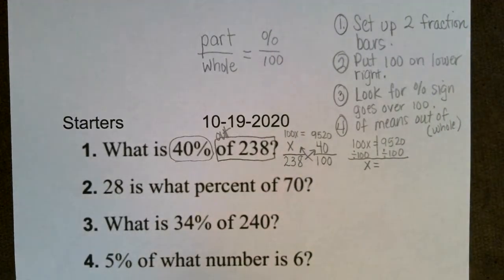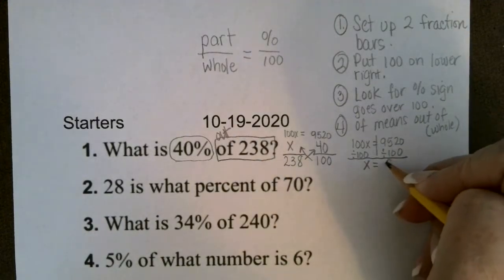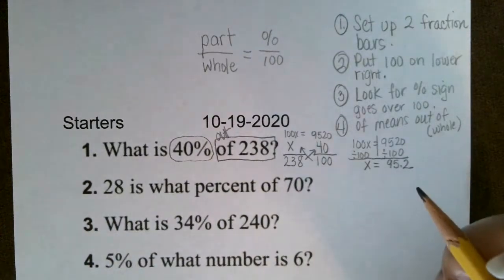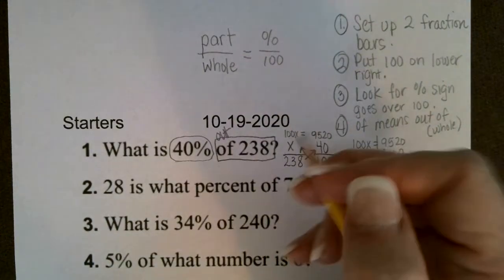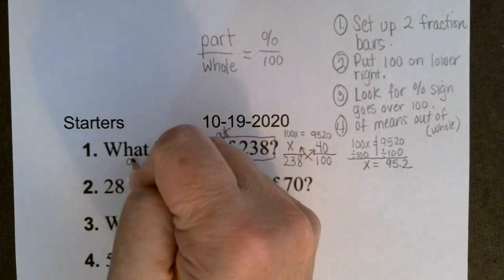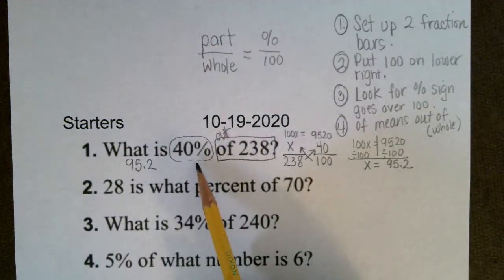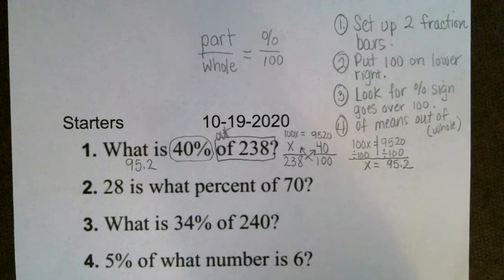And 9,520 divided by 100 is 95.2. So we've got 95.2 is 40% of 238.